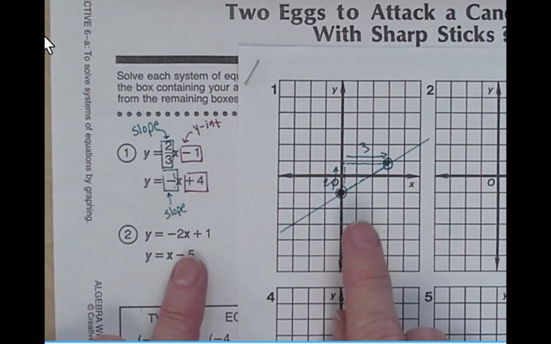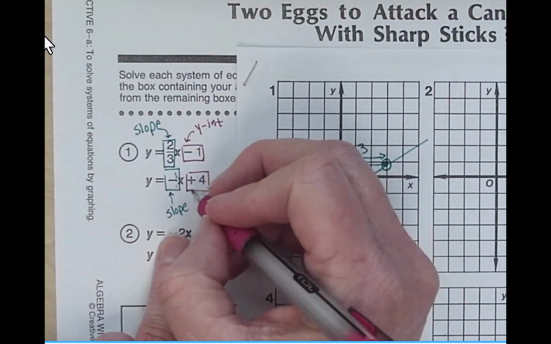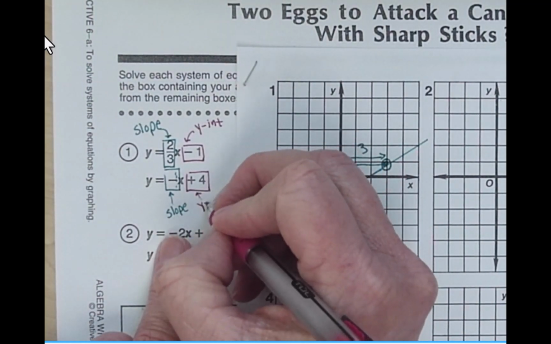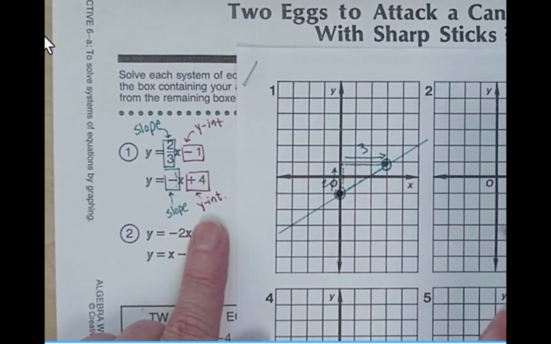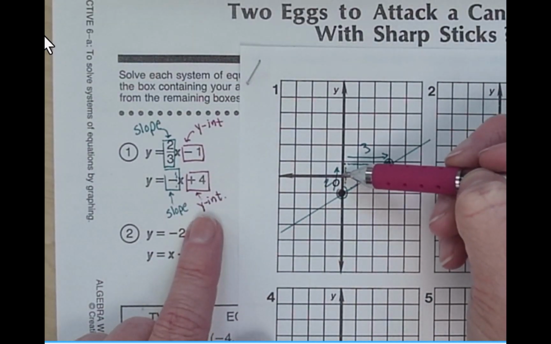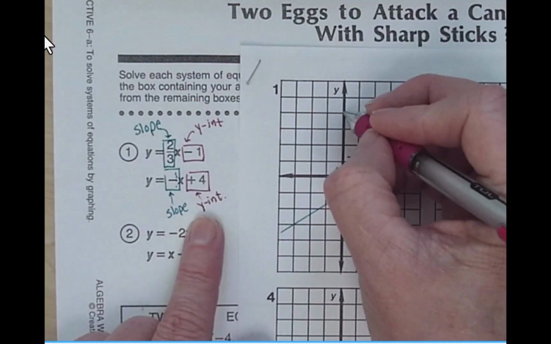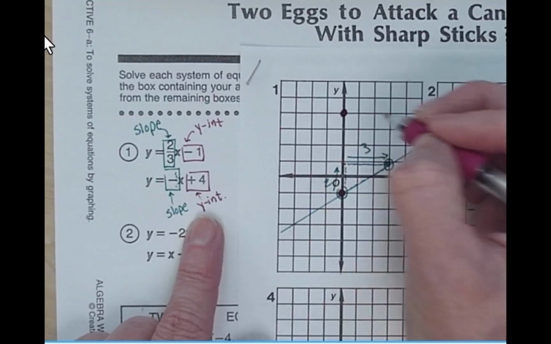So on the same graph, let's graph this line. This was the y-intercept. Again, I'm going to start with the y-intercept since I know where that is. On the y-axis, I'm going to go up 1, 2, 3, 4. There's my y-intercept for the second line.